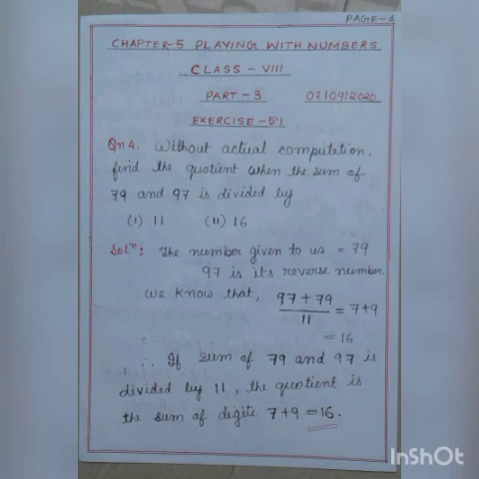Here we have the digits 9 and 7. So the sum is 7 plus 9 equal to 16. Therefore, if we divide the sum of 97 and 79 by 11, our answer, the quotient, is 16, the sum of the digits of the numbers.